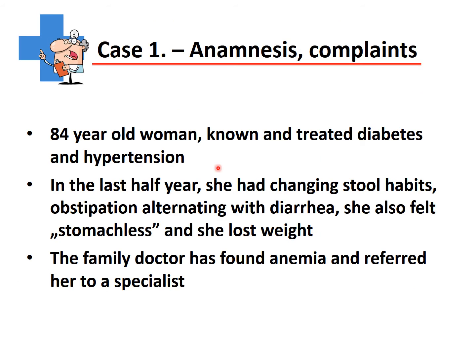We do have a case, let's read it. We do have an 84-year-old woman, known and treated diabetes and hypertension. In the last half year, she had changing stool habits, obstipation alternating with diarrhea. She also felt stomachless and she lost weight. The family doctor has found anemia and referred her to the specialist. Now, he was very clever.